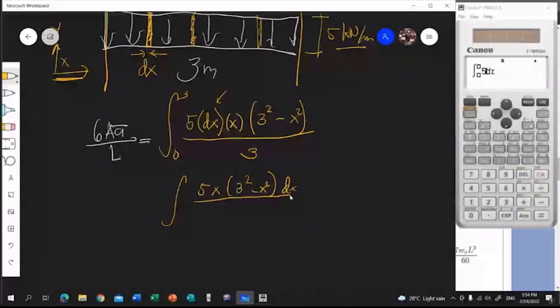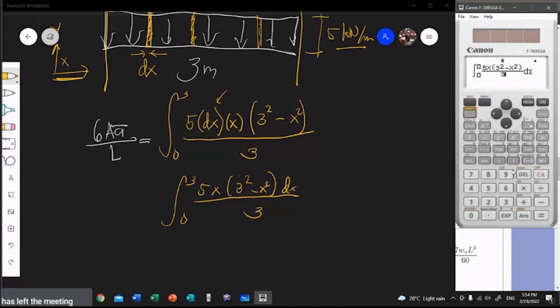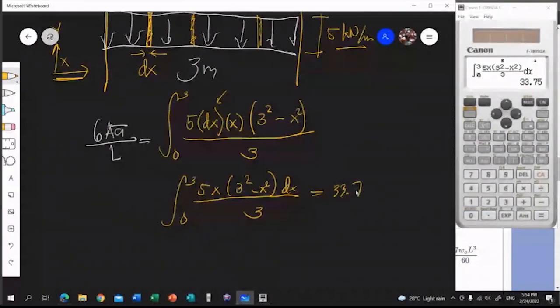Okay? So here, 5x times 3 squared minus x squared, all over 3, from 0 to 3. What's your answer? 33.75. The result is 33.75. Any question?